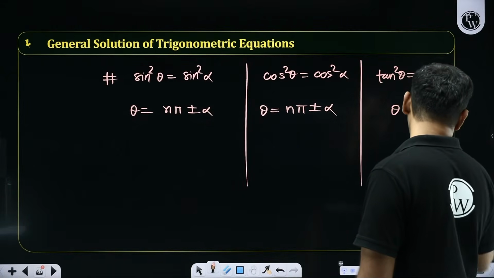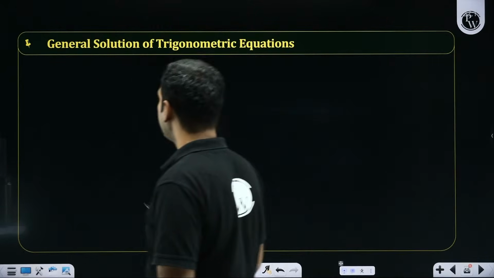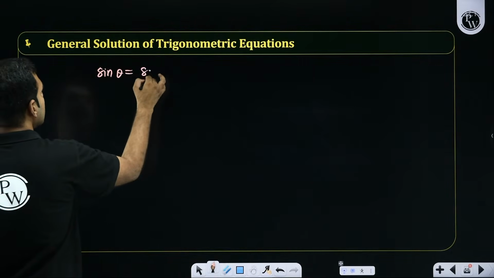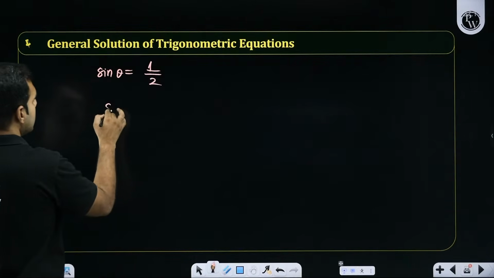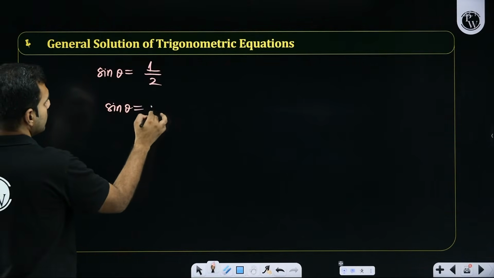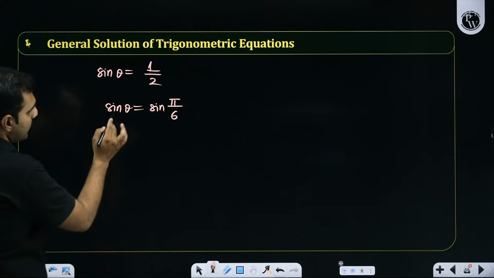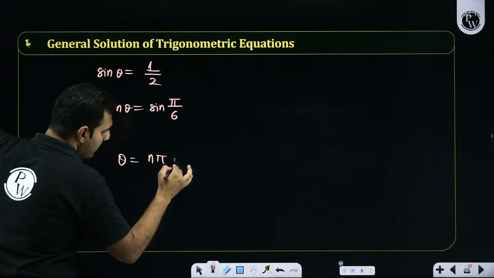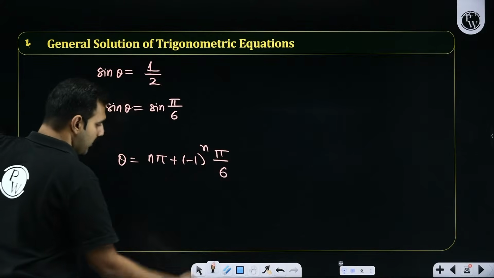Sir, what are you really talking about? Is it not confusing? Let me clarify this. For example, let's say I am told sine theta is equal to 1 by 2. So I'll say sine theta is equal to sine 30 degrees. 30 degrees I can write as pi by 6. So if sine theta is sine alpha, we say theta is n pi plus minus 1 to the power n alpha. That's what I'm trying to explain.